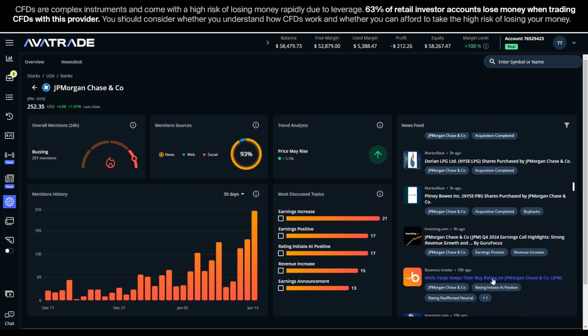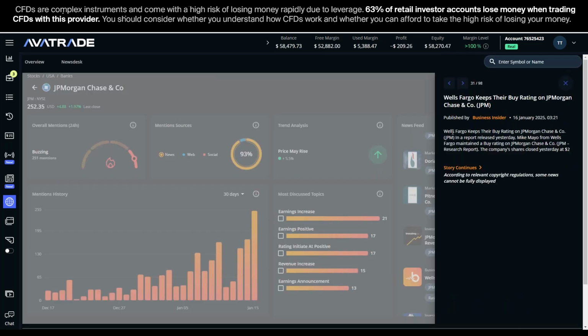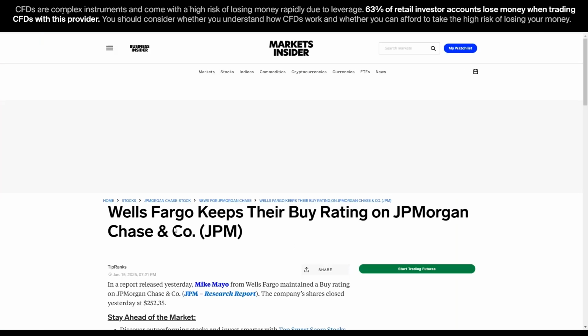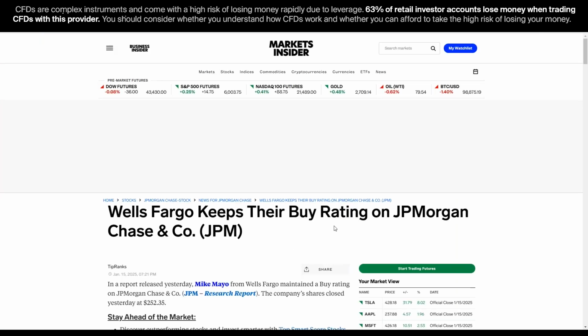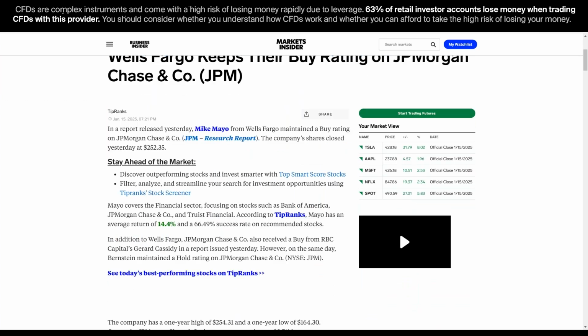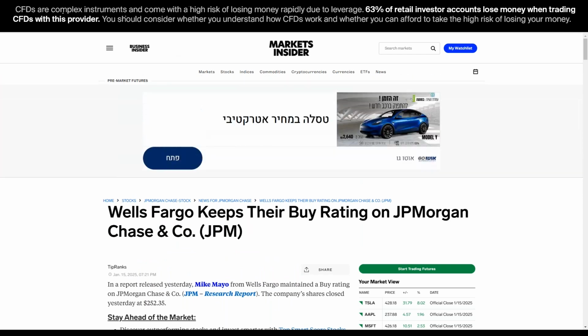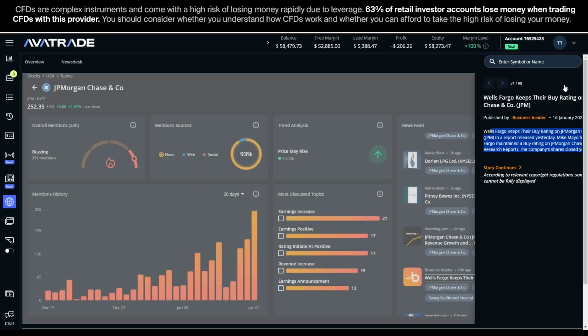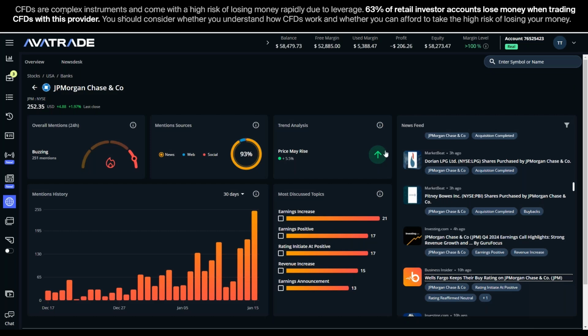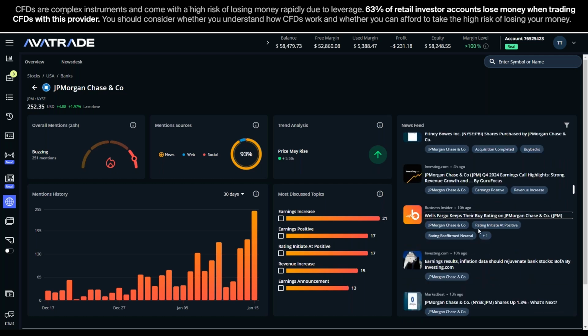Here, Wells Fargo keeps their buy rating on JP Morgan. That could be interesting. People listen to what Wells Fargo has to say a lot of times. So I click on this. Here's a summary of it. I can click on the whole article, and you can understand that a lot of people will read this and see, oh, Wells Fargo gives a buy rating. You can read about why. Here's the whole article. And if Wells Fargo convinces you that, hey, you should be buying on this, then maybe that helps you make a decision to go with this technical trend that the prediction is that it will rise as well.